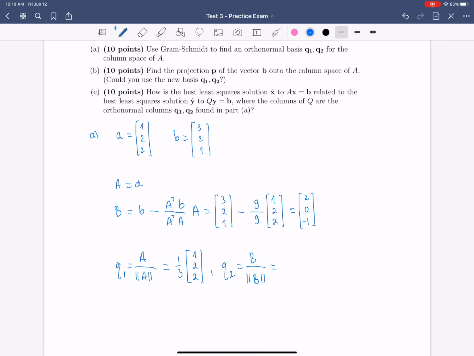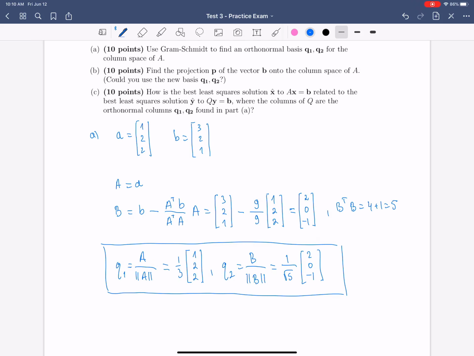What is the norm of B? So if you do B transpose B, that is 4 plus 1, which is a 5. The norm is square root of that 5. So you have 1 over root 5 times (2, 0, negative 1). You're welcome to leave it like that. This is a perfectly acceptable solution. Okay, now let's look. So we are done with part A.